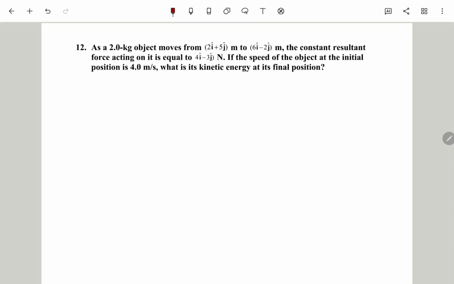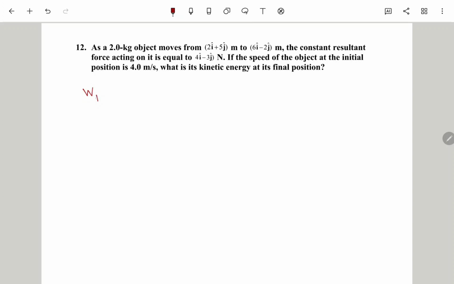As a 2-kilogram object moves from 2i plus 5j in meters to 6i minus 2j in meters, a constant resultant force acting on it is equal to 4i minus 3j newtons. If the speed of the object at the initial position is 4 meters per second, what is its kinetic energy at its final position?